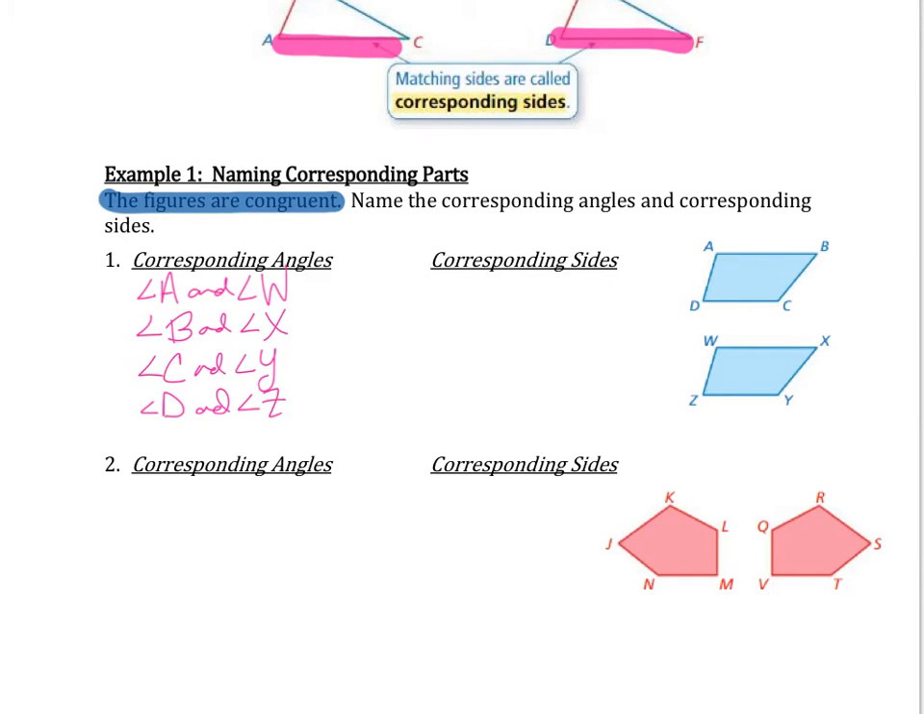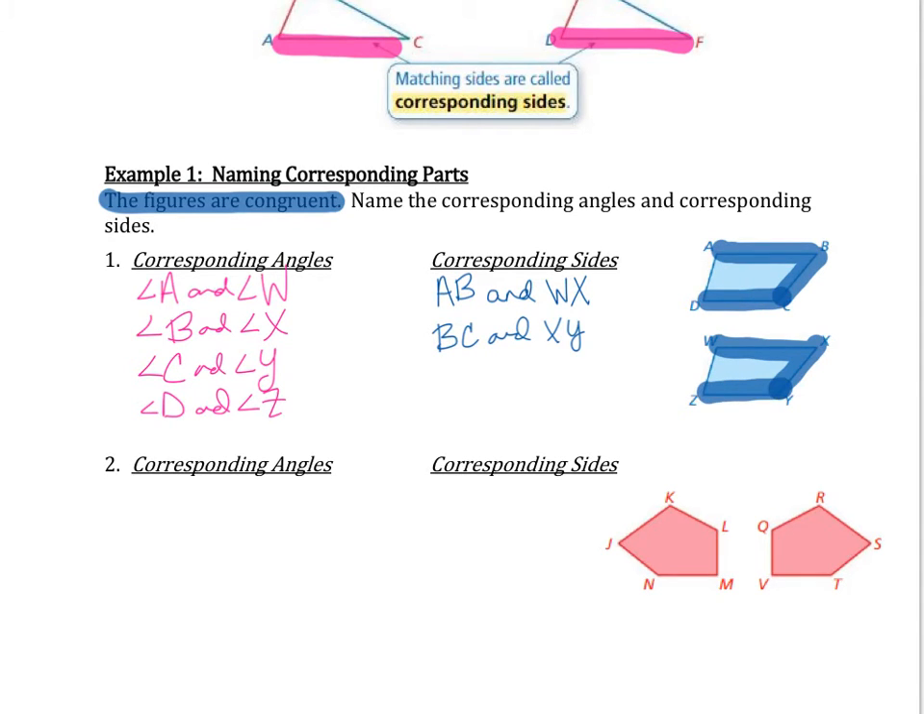Now when we get to the sides, it's the exact same story. We're looking at what sides correspond, which are in the same position. However, whenever you name sides, make sure you're naming endpoint to endpoint. So for example, if I want to talk about this side right here, this is side AB. So AB would correspond with WX. And then I'm going to go ahead and name all the corresponding sides from there. Since it's a four-sided figure, I should have four sets of corresponding sides. So I'll have BC corresponding to XY, CD corresponding to YZ, and then AD corresponds to WZ.